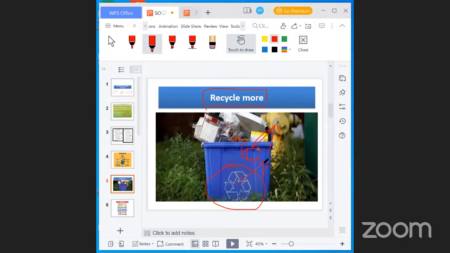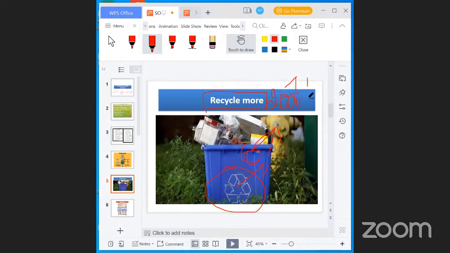So if you recycle half of the waste produced at your home, you can save up to how much? 2,000 pounds. 2,000 pounds means 1 ton. 1 ton of carbon dioxide every year. So you save 1 ton of carbon dioxide. That is every year. So next, drive less.